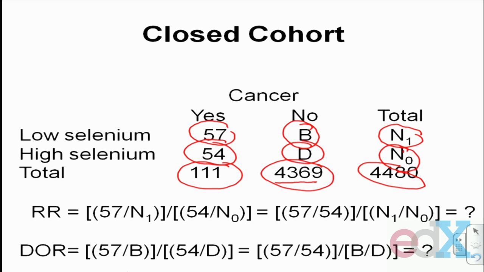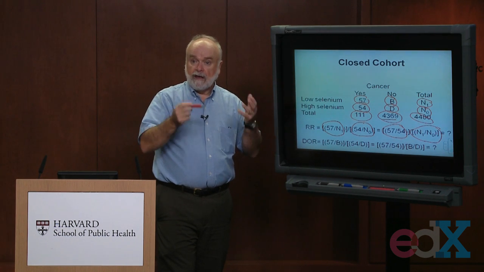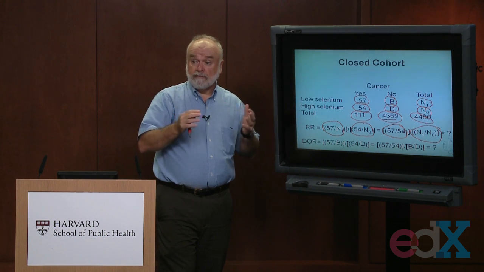He could calculate the risk ratio from that data. He could calculate the odds ratio, the disease odds ratio. The risk ratio would be 57 divided by N1, the total number of people with low selenium levels, divided by 54 over N0, N0 being the total number with high selenium levels. Mathematically, that's equal to the odds of exposure among the cases, 57 divided by 54, divided by the odds of exposure among everybody who was in the source population, everybody in the closed cohort. So he could calculate that if he measured selenium on all 4,480.